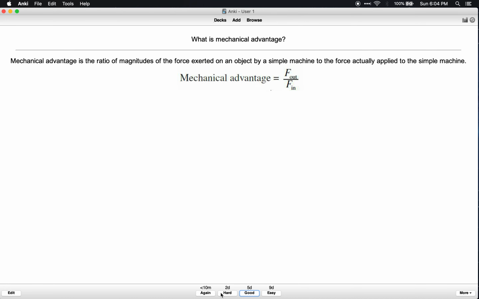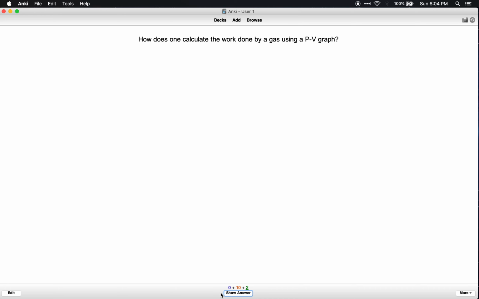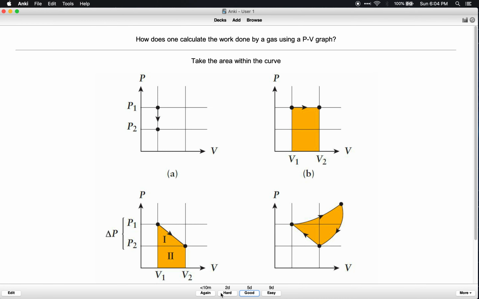What is energy? Capacity to do work. What is potential energy? Energy associated with position in the system. Mechanical advantage equals F out over F in. How does one calculate work done by gases using the P-V graph? Take the area to find the work.